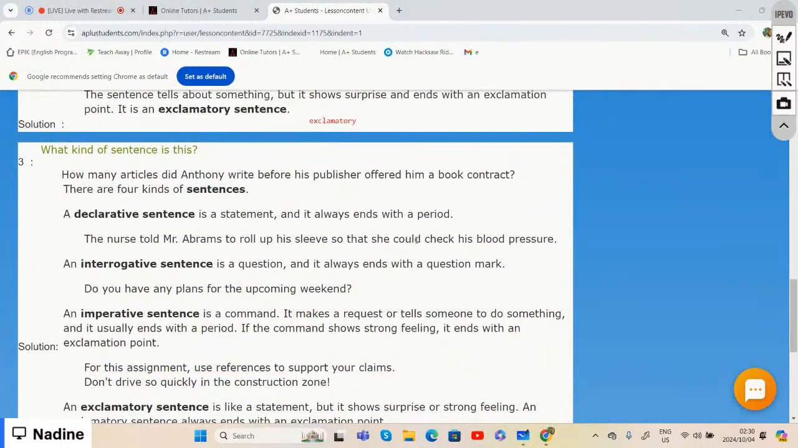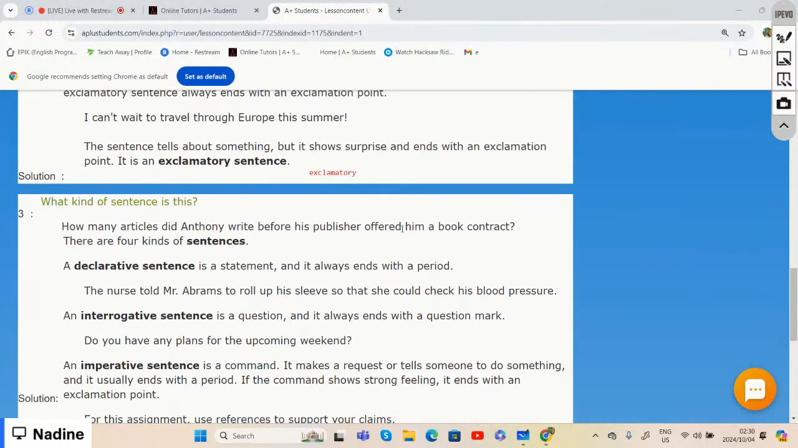All right, let's do the last one. It says, how many articles did Anthony write before his publisher offered him a book contract? We need to say what type of sentence that is: declarative, interrogative, imperative, or an exclamatory.